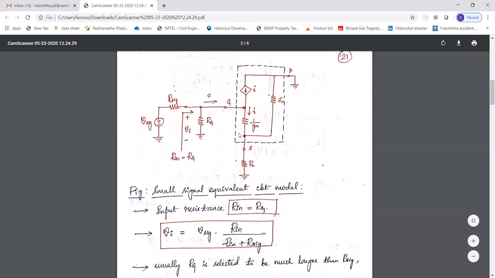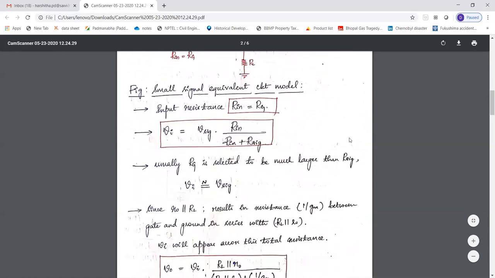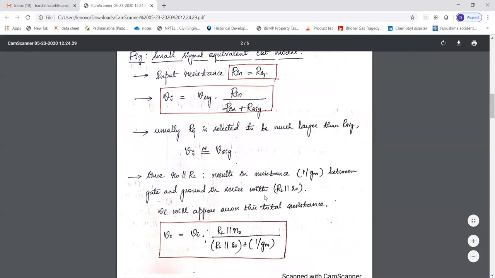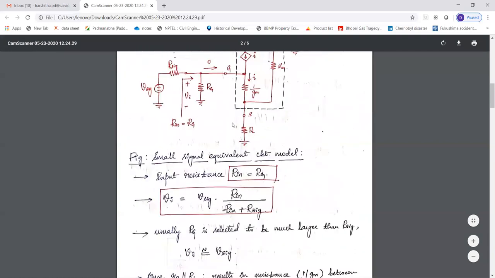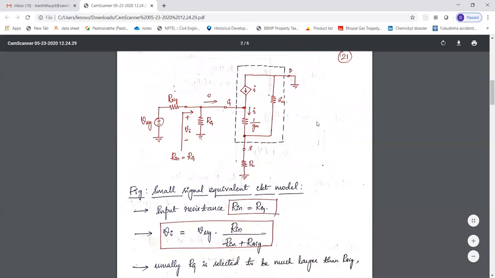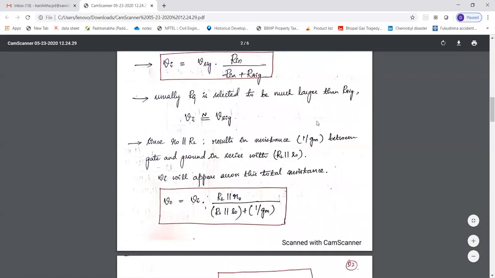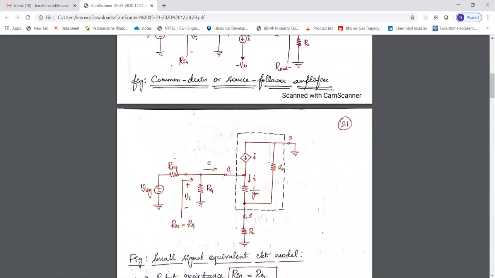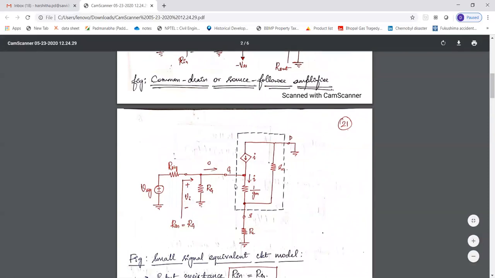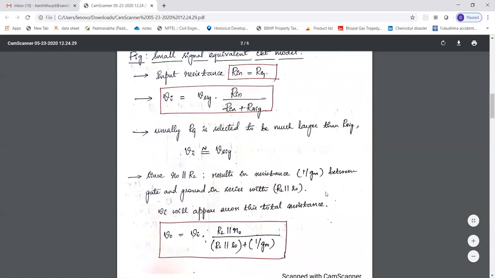This total resistance is 1 by Gm plus the parallel combination of RL and R0. So V0, meaning the output voltage, is equal to Vi into the parallel combination of R0 and RL, divided by 1 by Gm plus the parallel combination of R0 and RL.